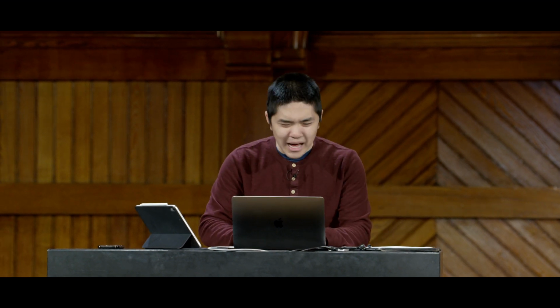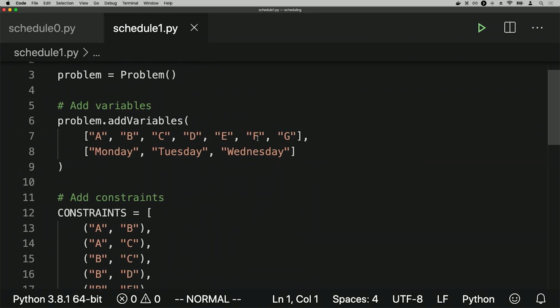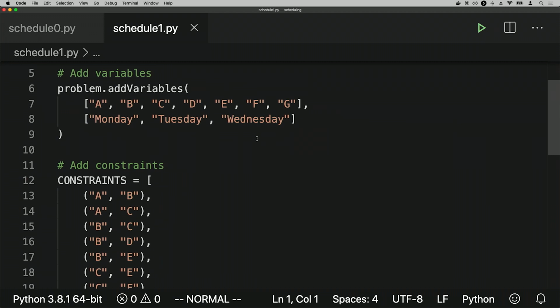But it turns out the constraint satisfaction problems are so popular that there exist many libraries that already implement this type of idea. Again, as with before, the specific library is not as important as the fact that libraries do exist. This is just one example of a Python constraint library where now, rather than having to do all the work from scratch inside of schedule1.py, I'm just taking advantage of a library that implements a lot of these ideas already.